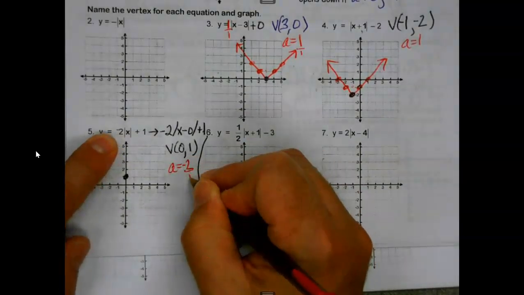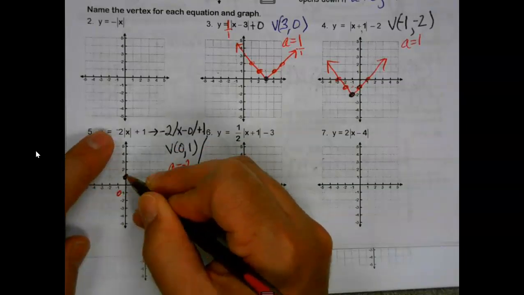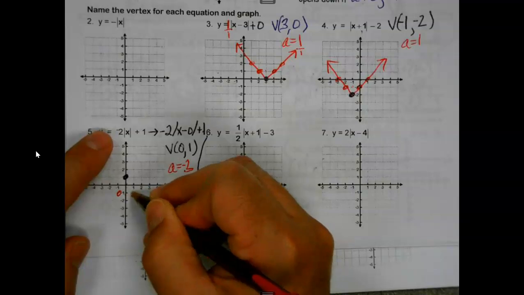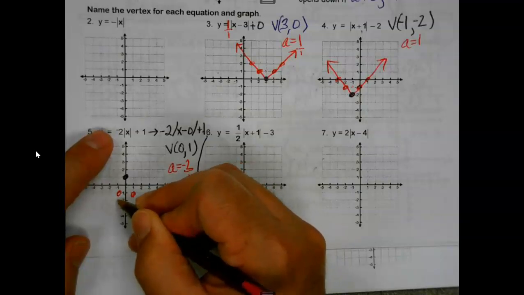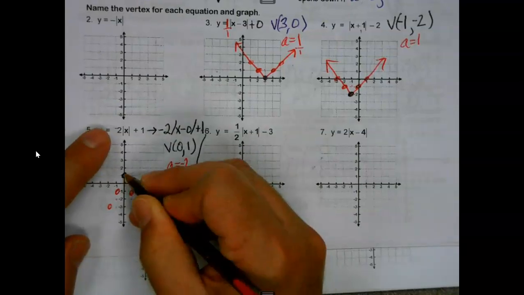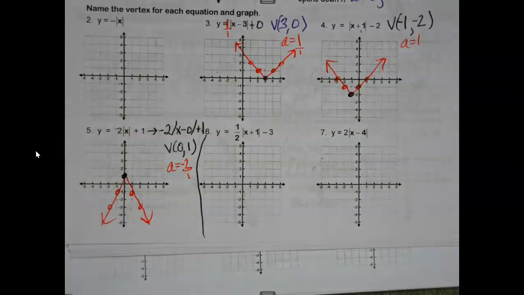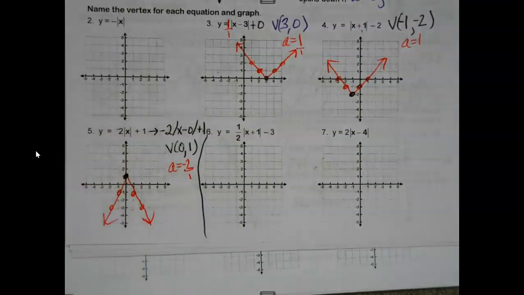-2. It opens down 2 and over 1, down 2 and over 1 each direction. And then you just do it again from that last point. Get that nice linear looking V shape working. Down, because my A value is negative.